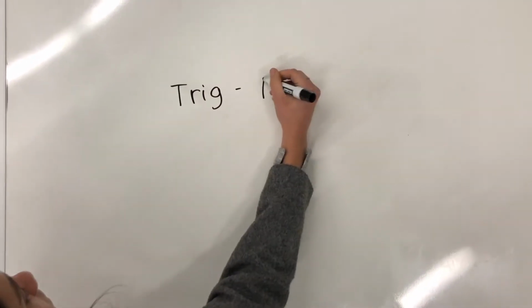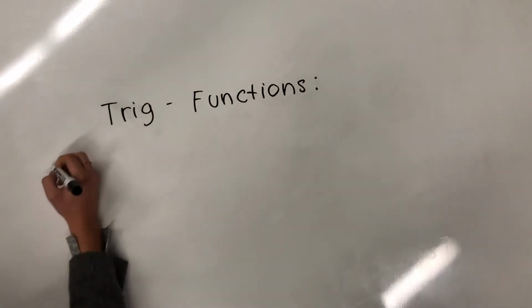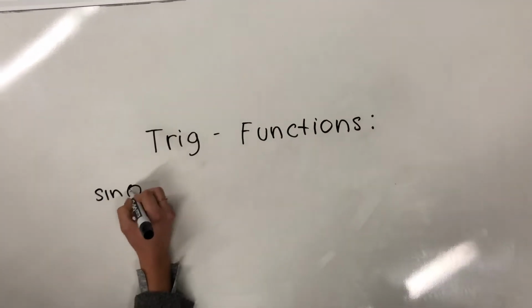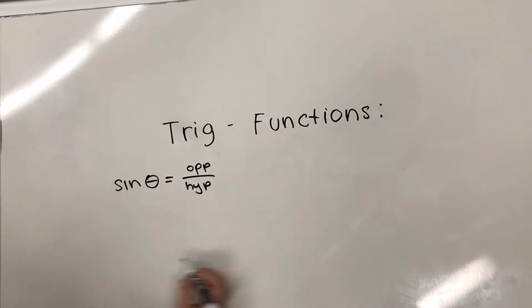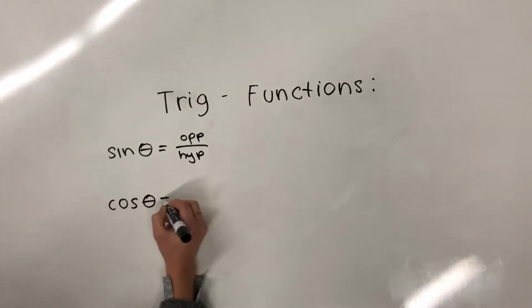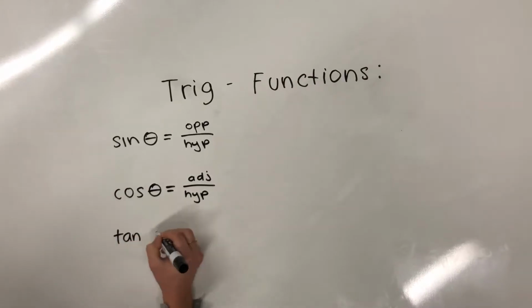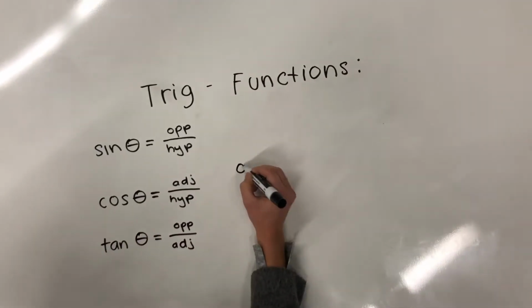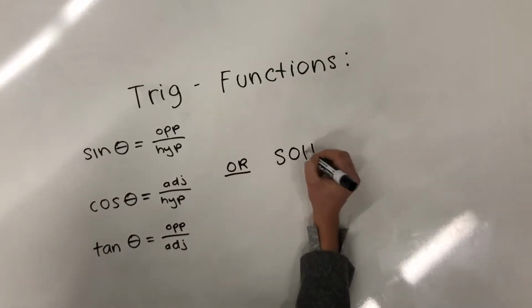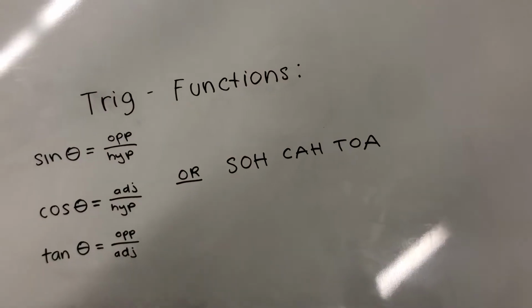Trig functions are used to find angles, and there are three primary functions: sine, cosine, and tangent. Each has different properties. Sine of theta equals opposite over hypotenuse. Cosine of theta equals adjacent over hypotenuse, and tangent of theta equals opposite over adjacent. This is also known as SOHCAHTOA, which is a simple way to remember these functions.